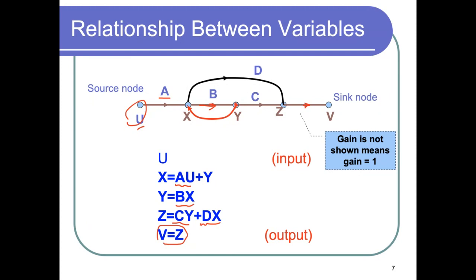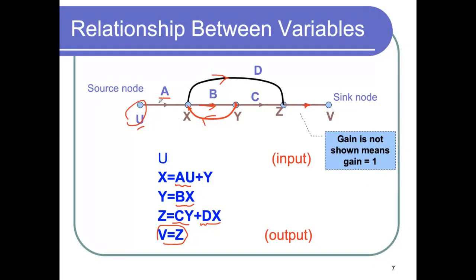So now let's capture the relationships here. If I have the variable x, what is it equal to? It is equal to AU, because I have A as a transfer function multiplied by the input, plus Y, right? Because Y is the variable it's directly connected to. What is Y? Y is equal to BX.